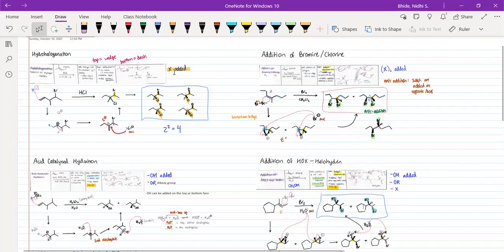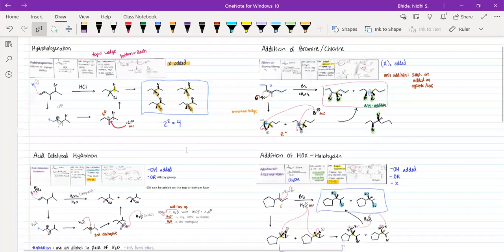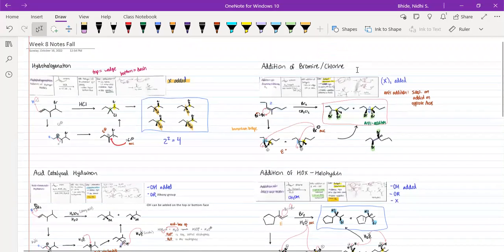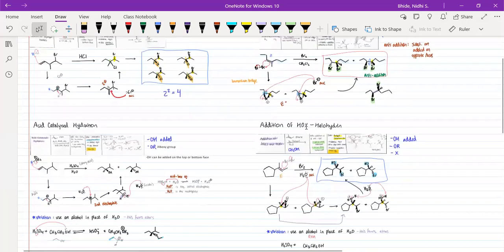This hydrohalogenation reaction, the purpose and the intent of this reaction is to add 1 mole of an H, or 1 mole of an X, which X represents a halogen, either bromine, chlorine, or iodine. Acid catalyzed hydration, you're adding either an OH group or an OR group. Adding bromine and chlorine, you're adding 2 moles of a halogen. And adding HOX or halohydrins, you're adding either OH or OR plus an X. So those are the purposes of all 4 of these reactions.